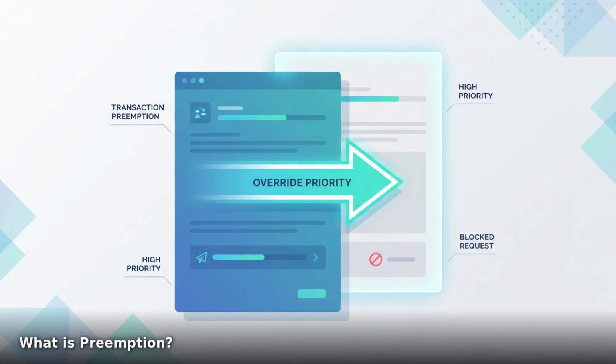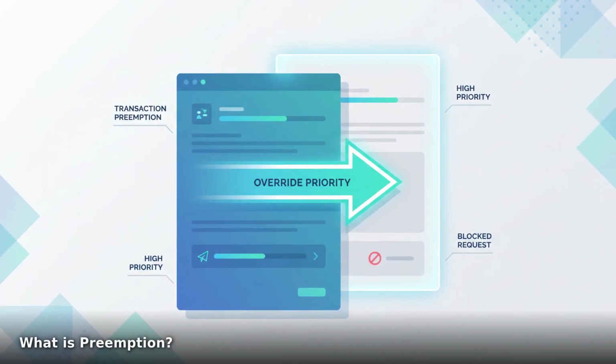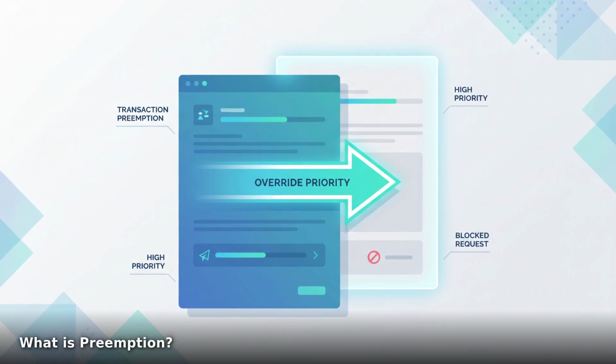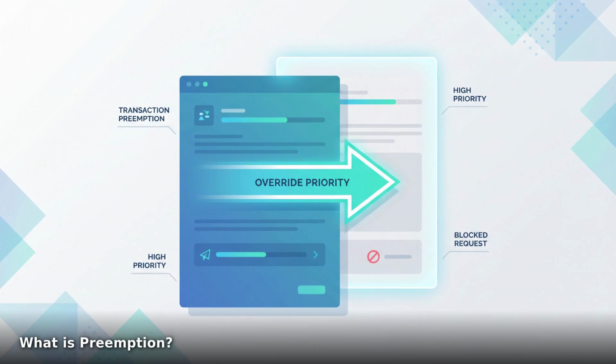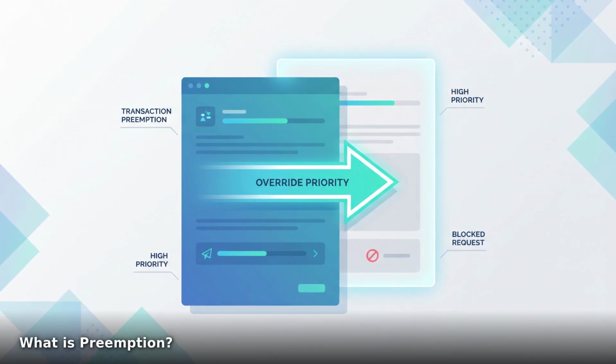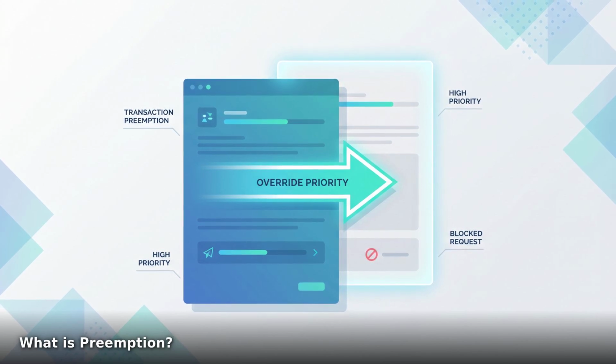Preemption means one transaction overrides or replaces another transaction. The word preemption literally means to take priority, and that is exactly what happens here. When two transactions are created on the same policy, one transaction takes priority and makes the other transaction invalid.